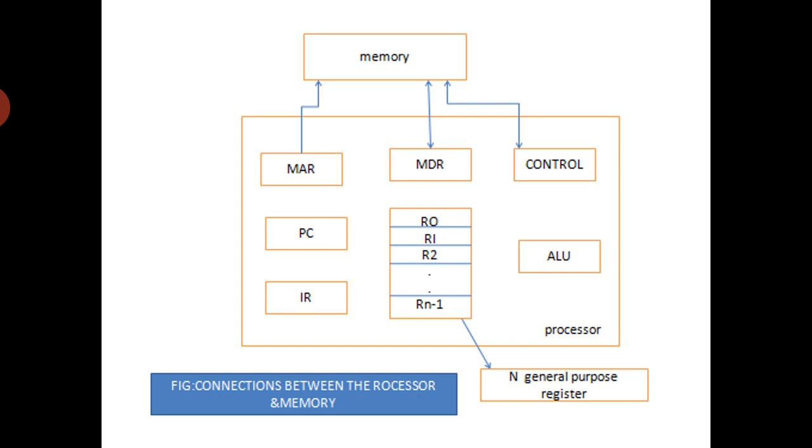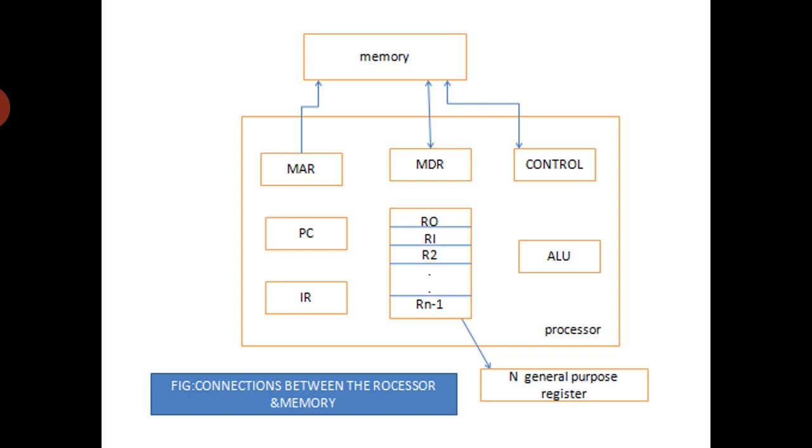And next, these are the connections between the processor and the memory. How the memory and processor are going to be connected. See, in previous lectures we learnt that a CPU or a processor contains a control unit and ALU. Along with this control unit and ALU, the processor will also have MAR, meaning memory address register. Next, PC, meaning program counter. IR, instruction register. Next, MDR, meaning memory data register.